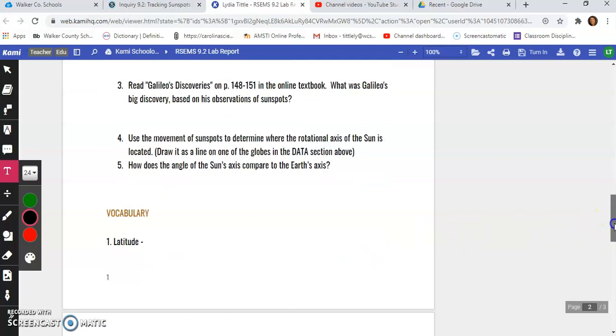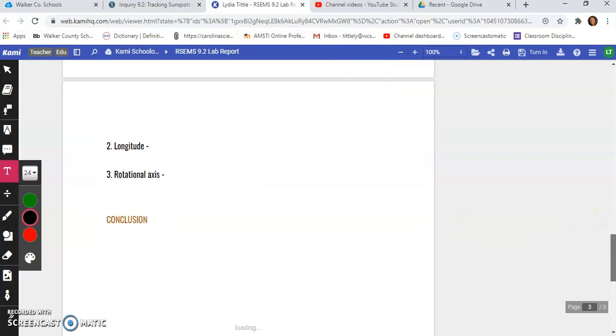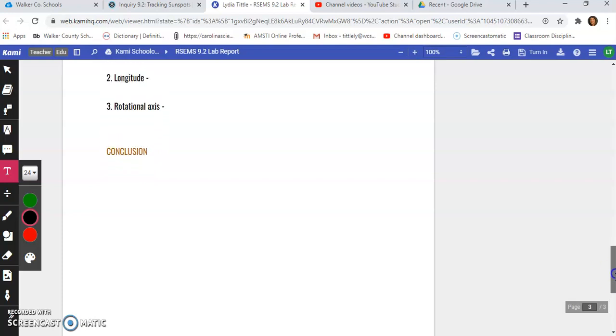Okay, then you have a few vocabulary words, latitude, longitude, and rotational axis, that you will look up in the glossary in the back of your book. And then you have your conclusion, which, as always, for every lab report, we write a summary of what we learned. In this case, you will write a paragraph that is describing how we discovered that the sun has a rotational axis. So make sure you write a good paragraph, maybe around 5 sentences long, that summarizes what you learned about the sun and the sunspots in this lab.